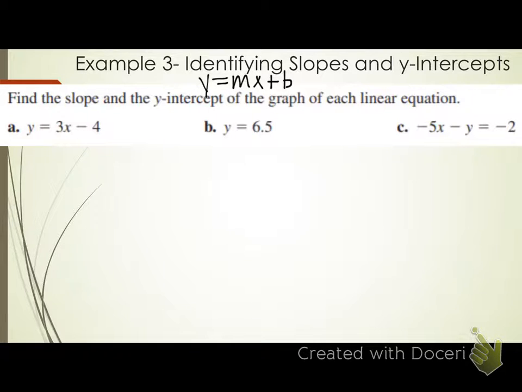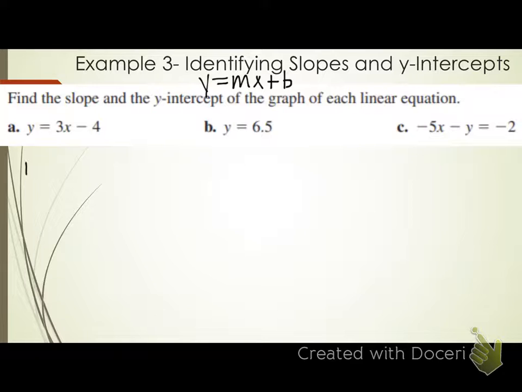Okay, this is in slope-intercept form. If I'm subtracting a number, that's the same thing as adding its negative. So minus 4 tells me that the 4 is going to be negative, right?